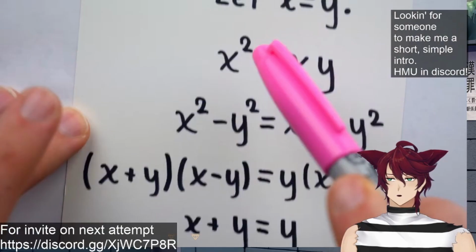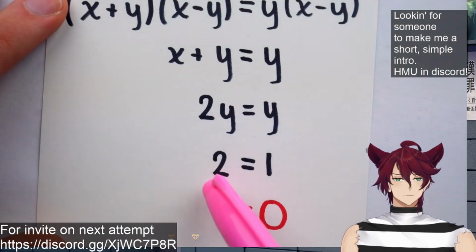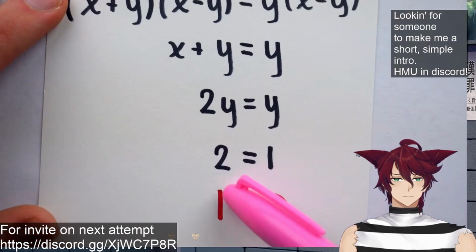x and y are the same, so x plus y is the same as 2y, and then just divide both sides by y to get 2 equals 1. And then, of course, 1 equals 0.